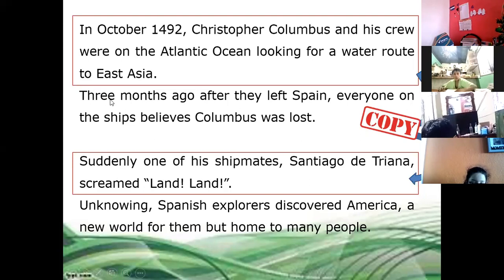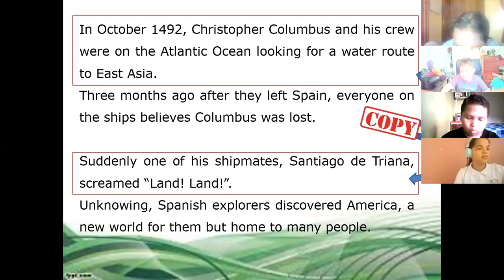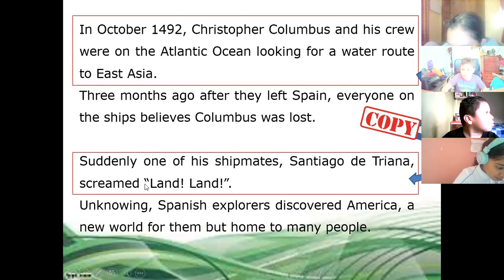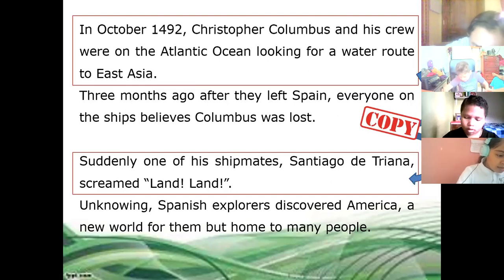But three months after they left Spain, so imagine being in the ocean for 3 months, everyone on the ships believed Columbus was lost. I could think that also. After being in the water for 3 months, I would think he's crazy or he is lost because we are nowhere. But suddenly, one of his shipmates, Santiago de Triana, screamed, "Land, land." He saw land, so he started screaming.